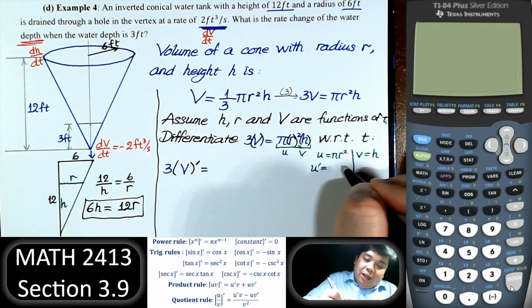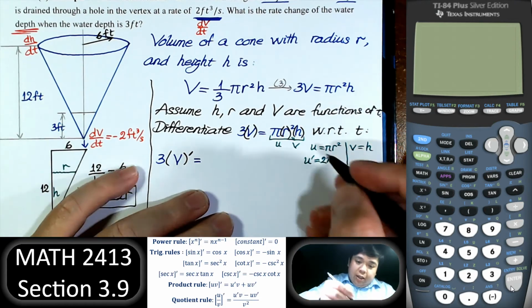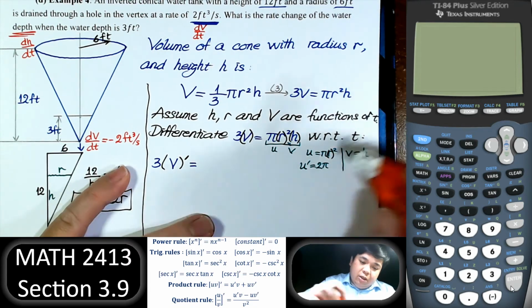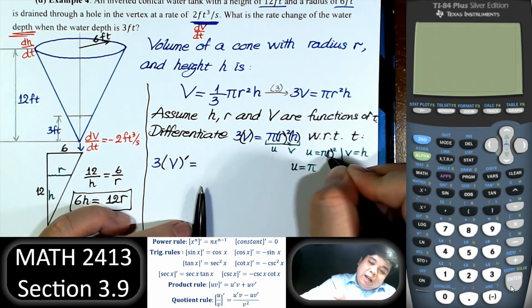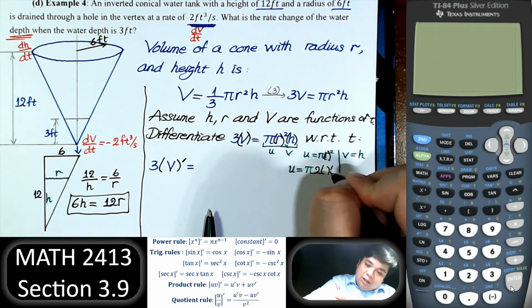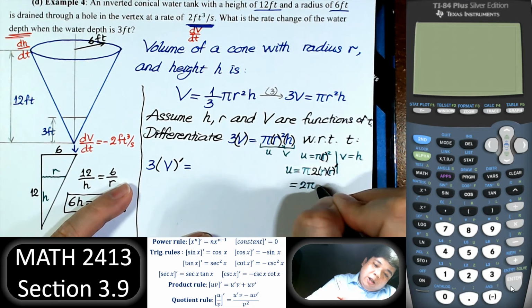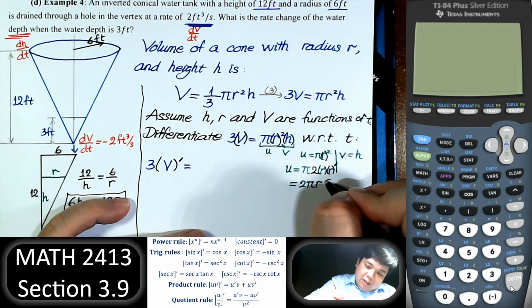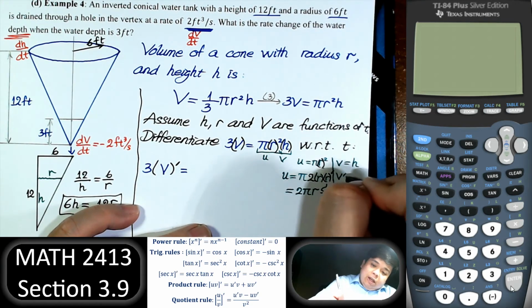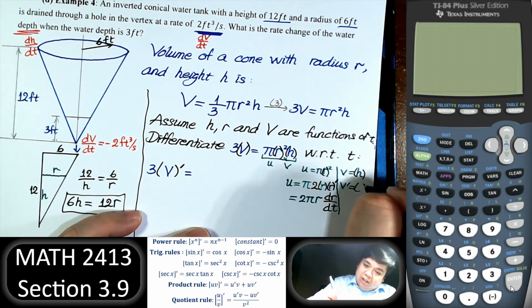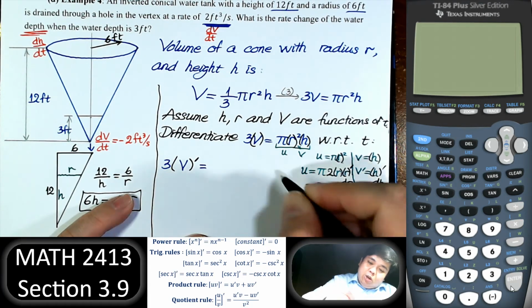u prime is going to be 2 pi. Let's slow down a little. It's going to be pi and something squared, so it's going to be 2 times that, and then r inside. So that gives us 2 pi r, and then r prime will be dr over dt. v is h, so v prime is just dh over dt. Perfectly fine. So of course we substitute that into this equation.